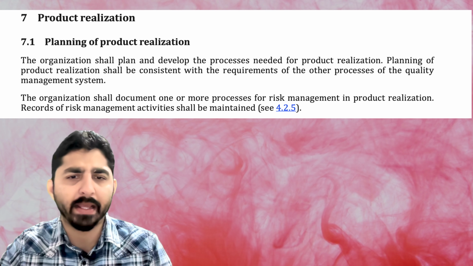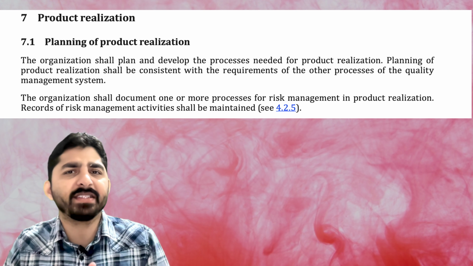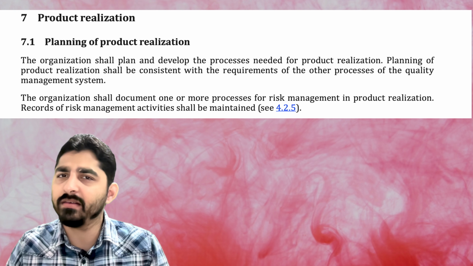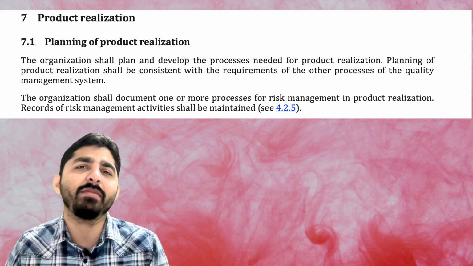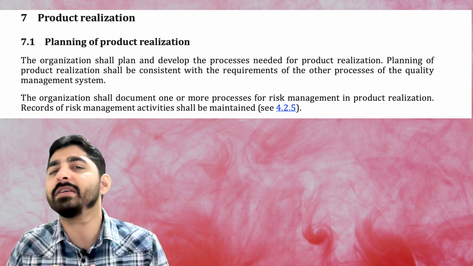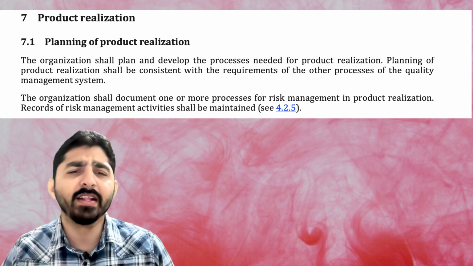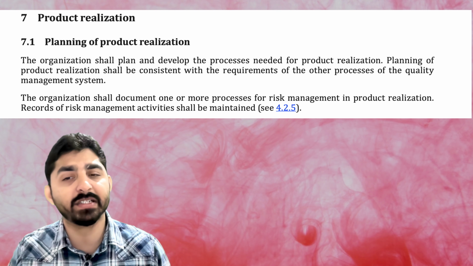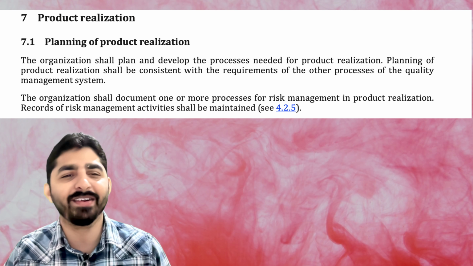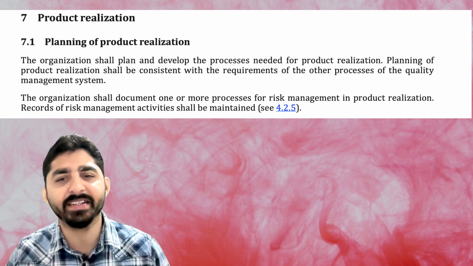For example, all this documentation or the procedures, which is the plan and development needed for the product realization, should be in sync with the requirements drafted in your quality manual or as per the quality management system. The organization shall document one or more processes for risk management in product realization. The records of the risk management activities shall be maintained.